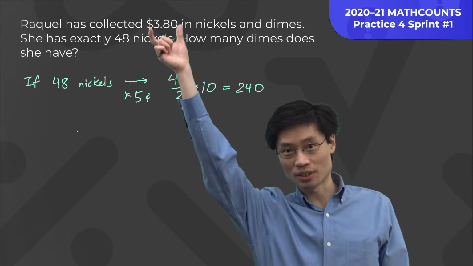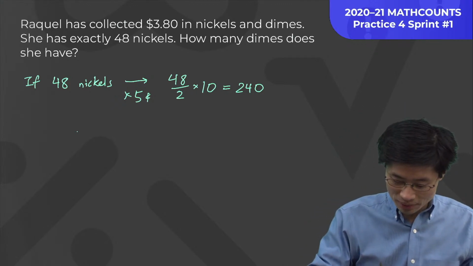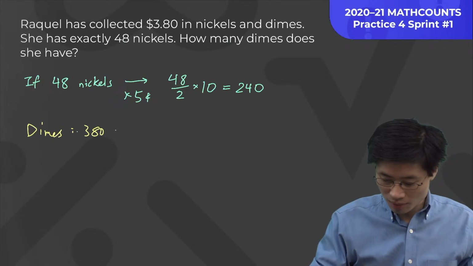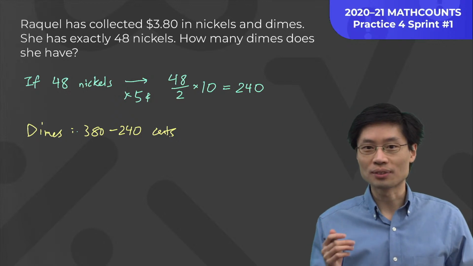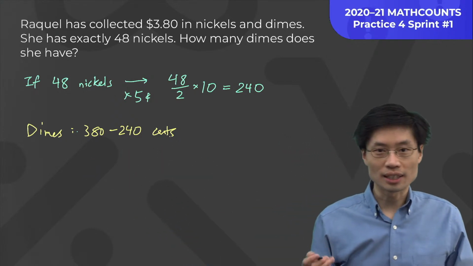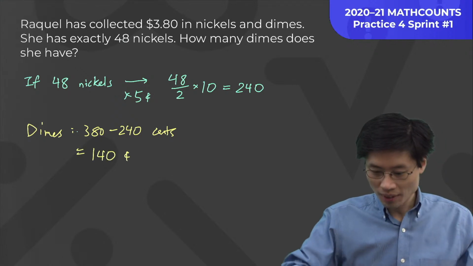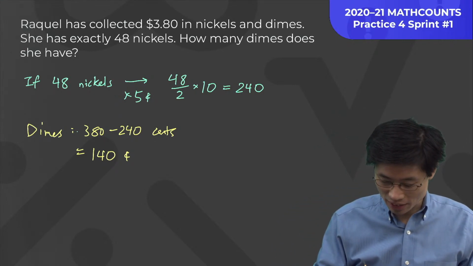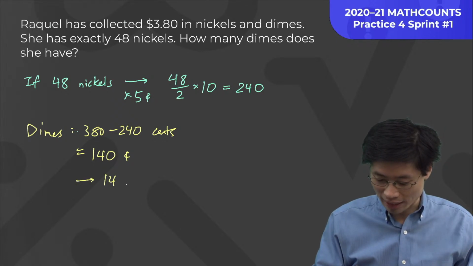So now if I compare, I had 380. Let's do everything in cents. That means the dimes are 380 minus 240 cents. And 380 minus 240, that's 140. And so what kind of an answer are we getting here? The answer here, I think, is 14 dimes, if that's 140 cents. So I get 14 dimes.